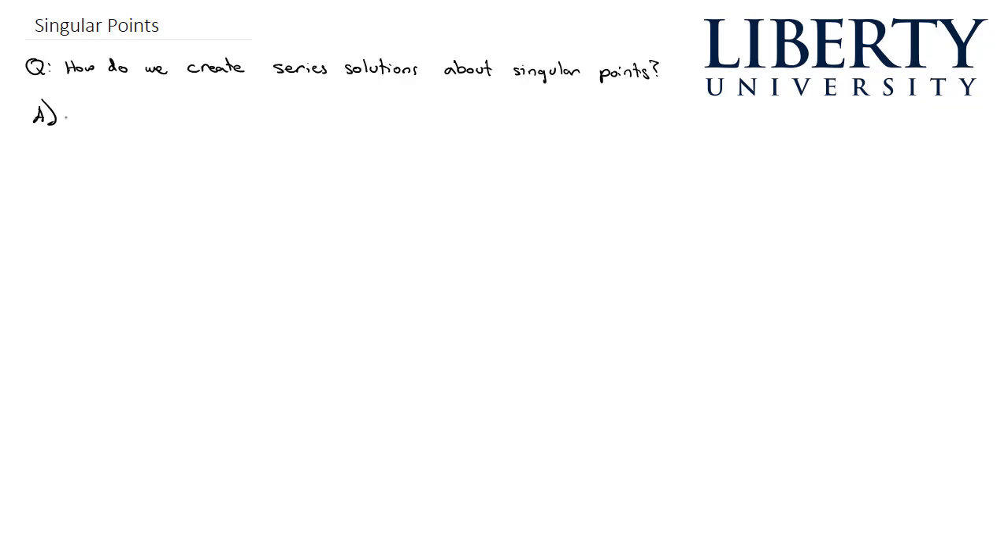If you recall, those singular points were those points where the equations P and Q are not analytic. In other words, we can't make a power series to represent those coefficients. And so we need a different method in order to find a series solution for the differential equation. And one such method is called the Frobenius method.